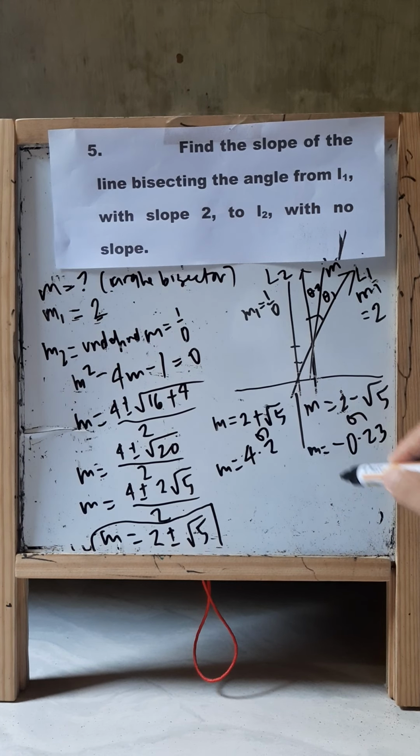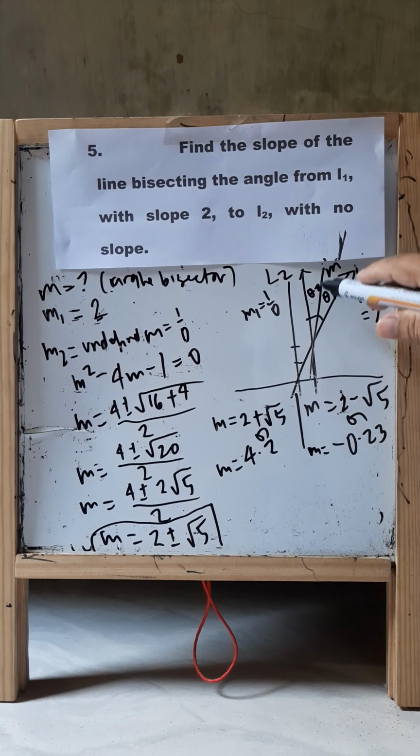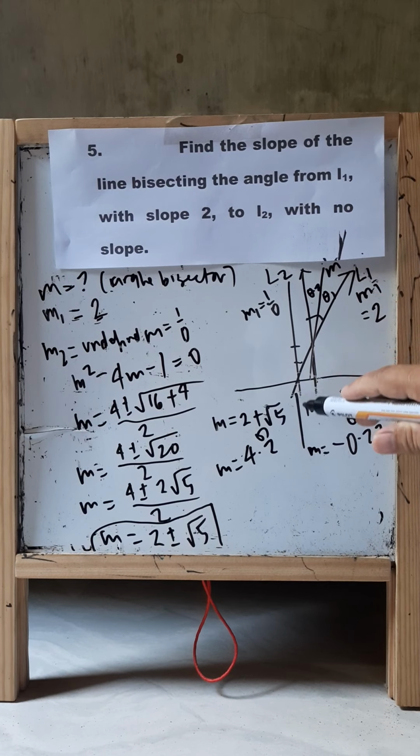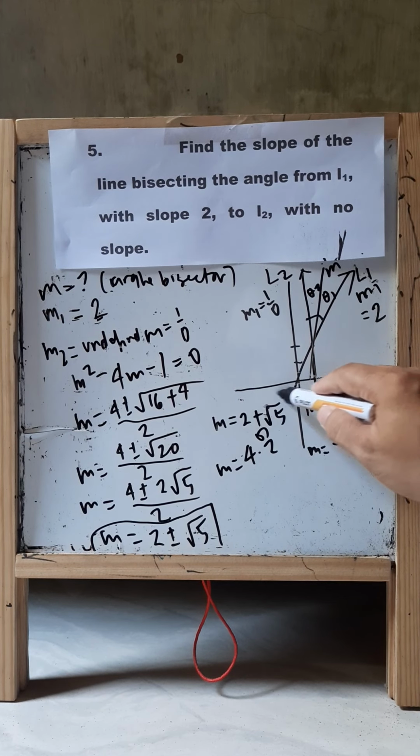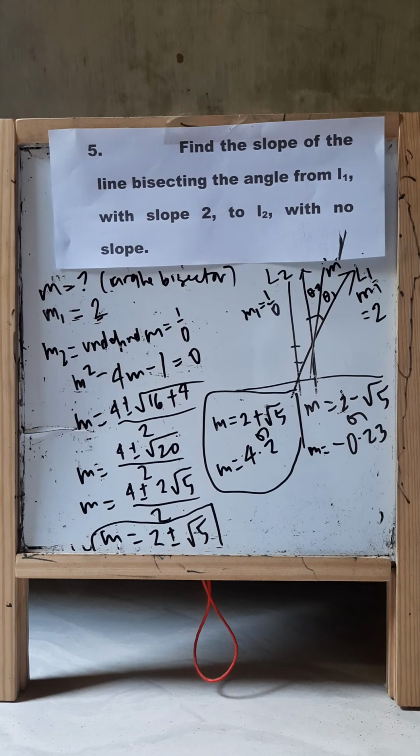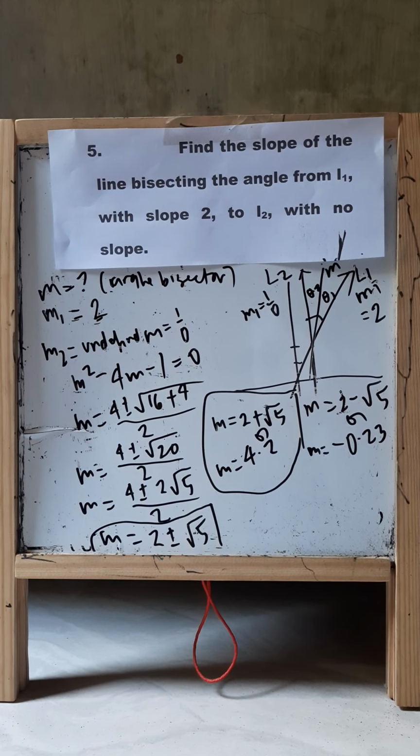4.2 or negative 0.23. As you can see in the figure, the angle bisector has a positive slope because it's going to the right direction. So again, we will choose the positive slope, which is positive 4.2 or 2 plus square root of 5. So that is how to solve number 5. You can screenshot this part. So let's proceed to problem number 6, the second to the last problem.